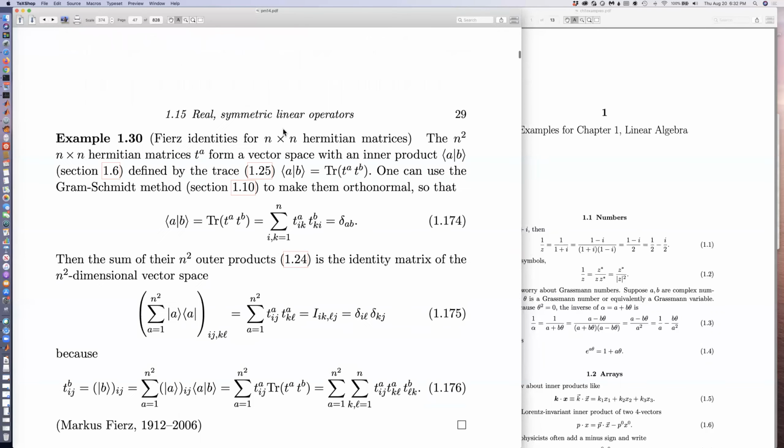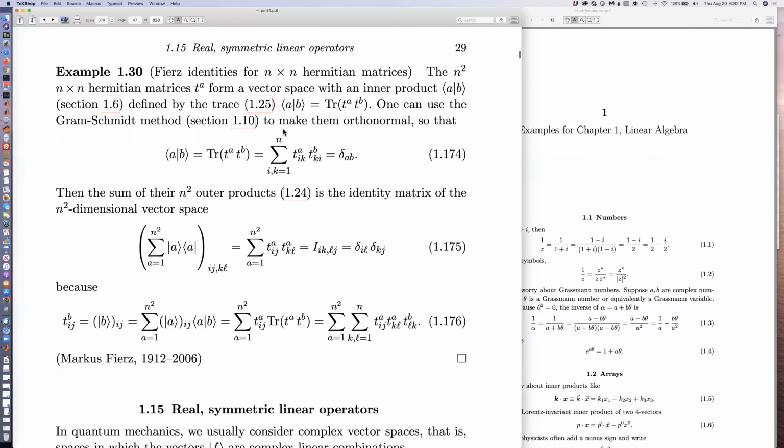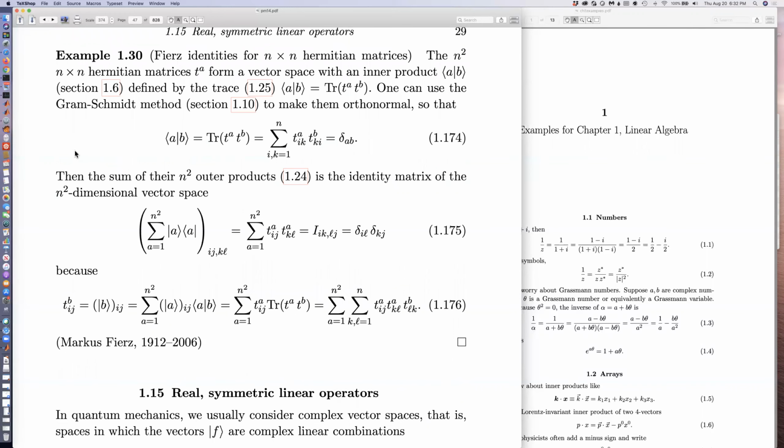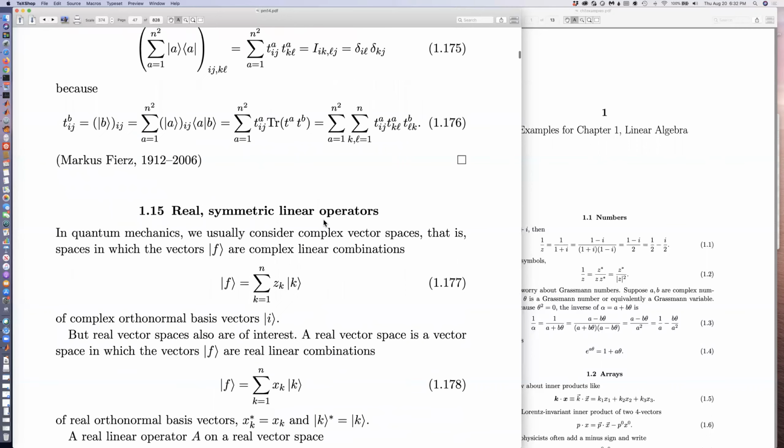This example, I think one can skip. If you're somebody who wants to do theoretical physics, you might want to read this on your own or bring it up on Wednesday and we can discuss it in class.